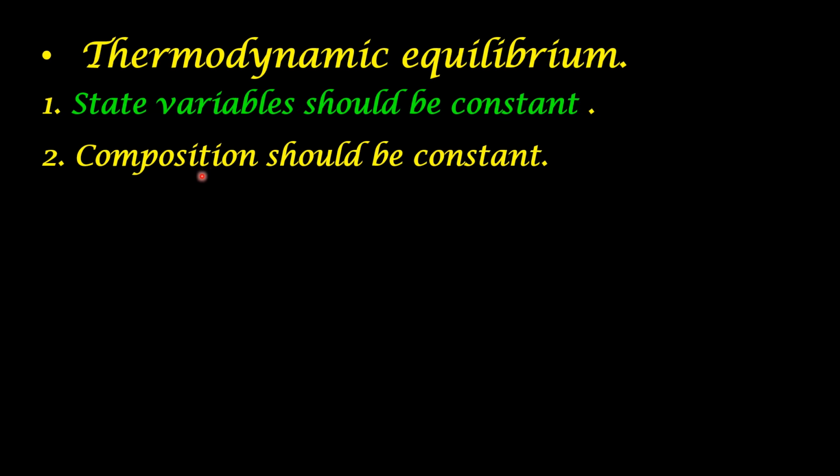Second one is, the composition should not change. It should be constant. What does it mean? Let us suppose the system contains a mixture of substances. Then the composition, that is the ratio in which the components are present, should be constant. It should not change. That is the second point.